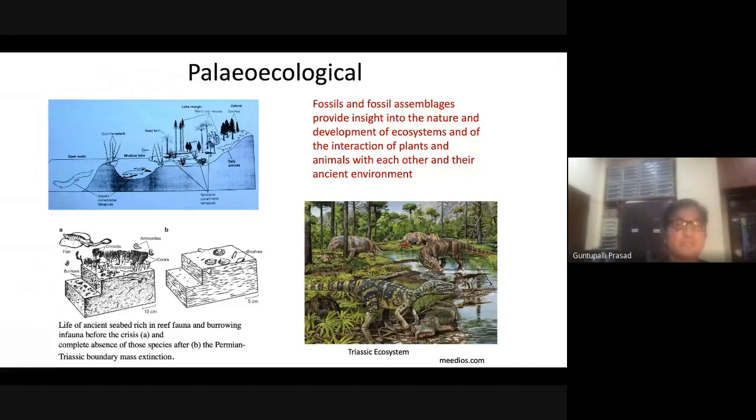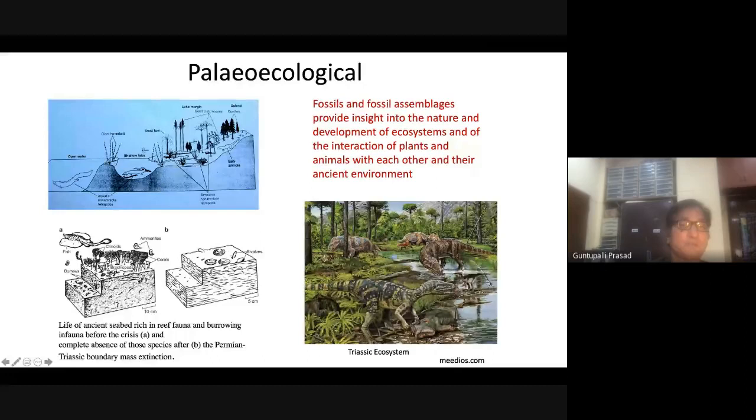And then the paleoecological aspect. Using the entire fossil assemblage, you can reconstruct the ecosystem, how it looked in the actual conditions. If you look at this block diagram, this is the ecosystem which existed before the major mass extinction around 251 million years ago. That is the Permian-Triassic boundary mass extinction, which killed almost 95% of the species.